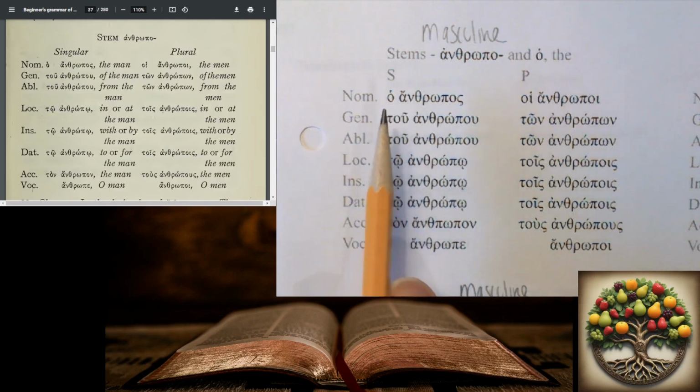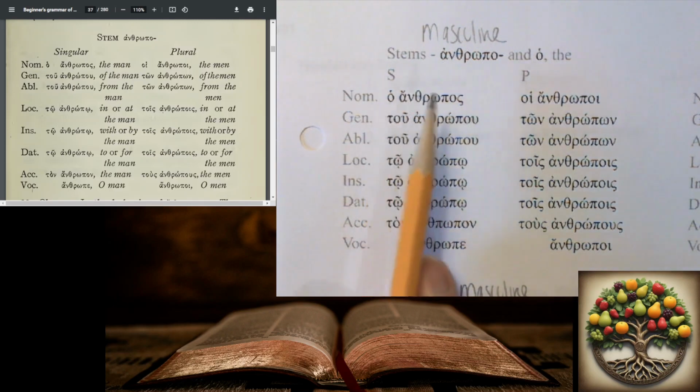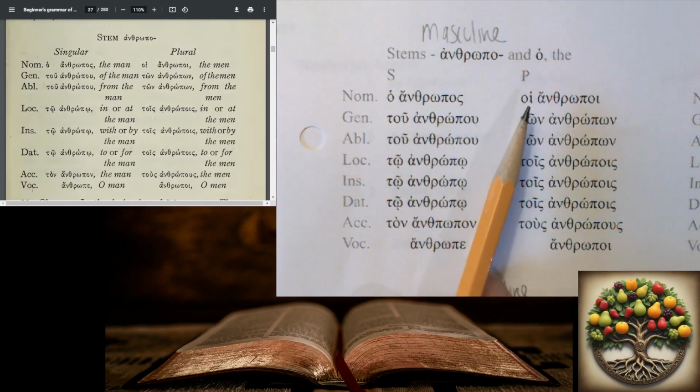Also notice that the definite article in the nominative case only has a breathing mark. There is no accent here. There is no accent here. Those are breathing marks. And part of the reason for that is when you have this word with no accent, it is to be pronounced with the following word. So in this case, word order matters a little bit.